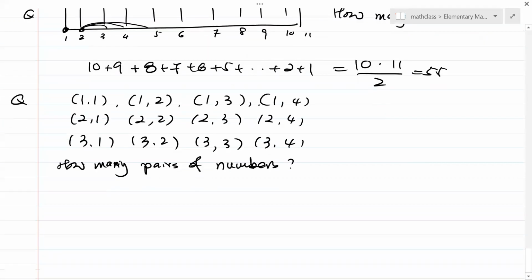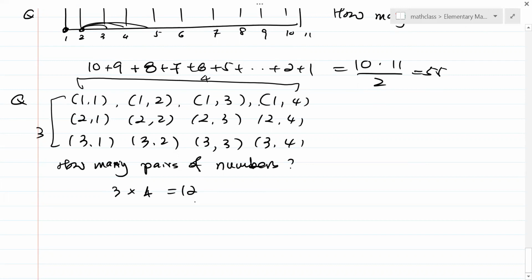Right? How do you count? The best way to do your count depends on how many rows, how many columns. Okay? From here to here, you have a 3. From here to here, you have a 4. Okay? So in each row, you have a 4. How many rows? There are 3 rows. Total, you get 3 times 4, the 12 numbers.